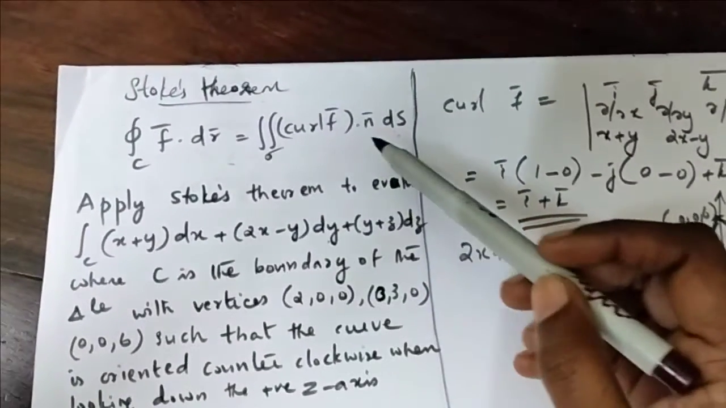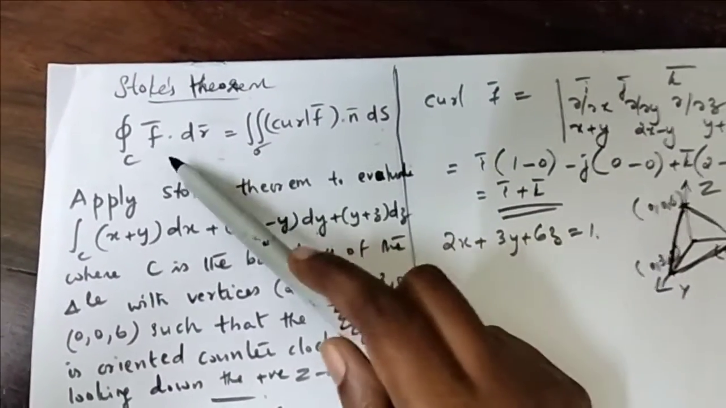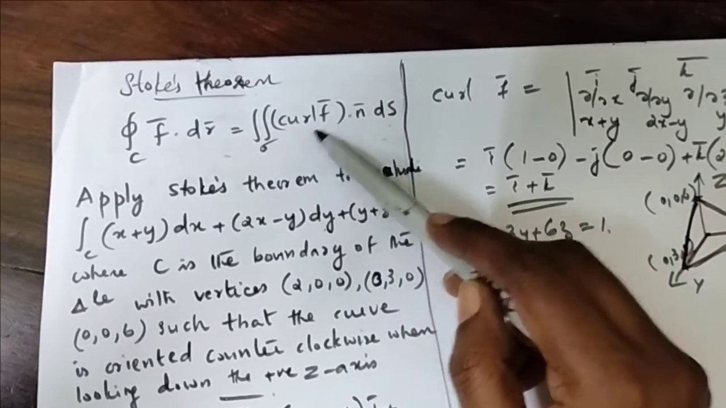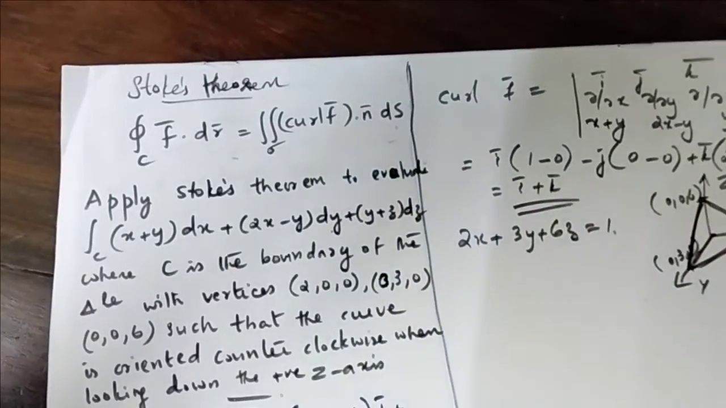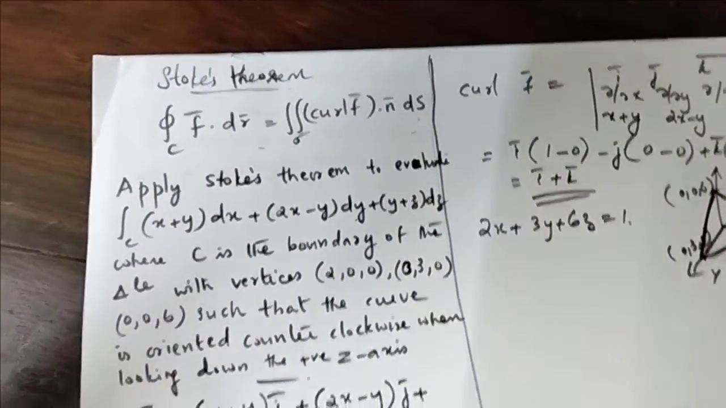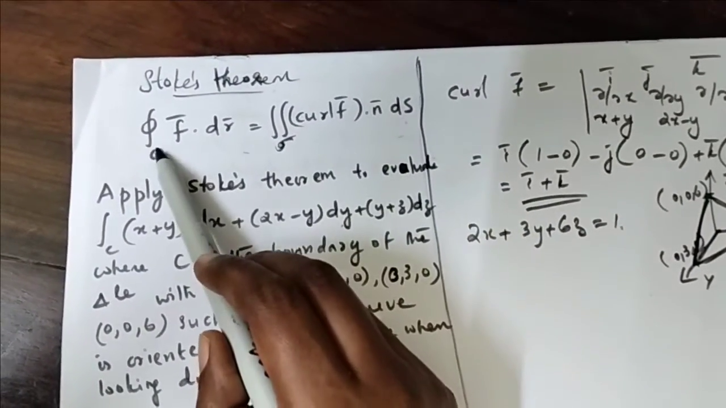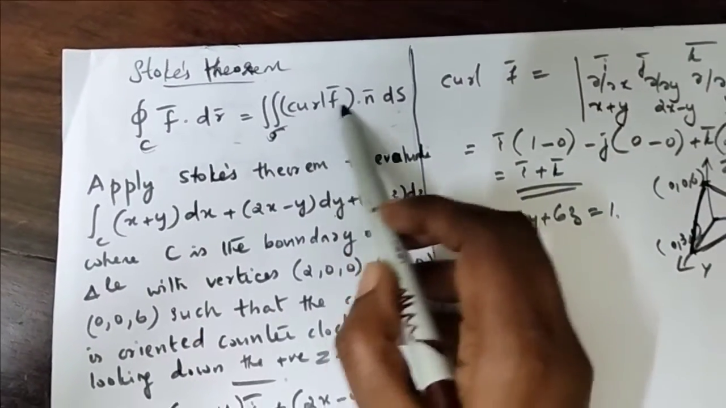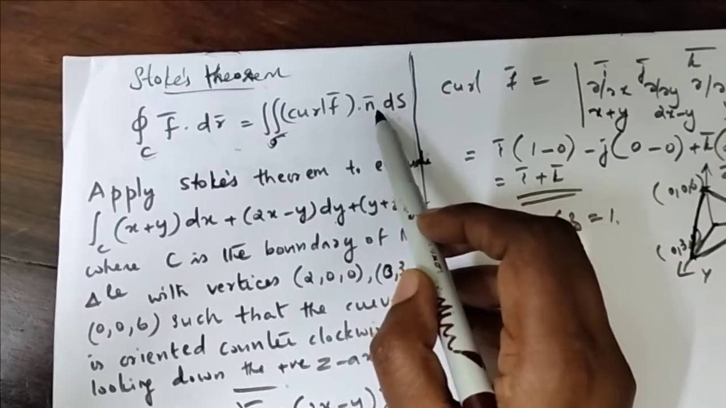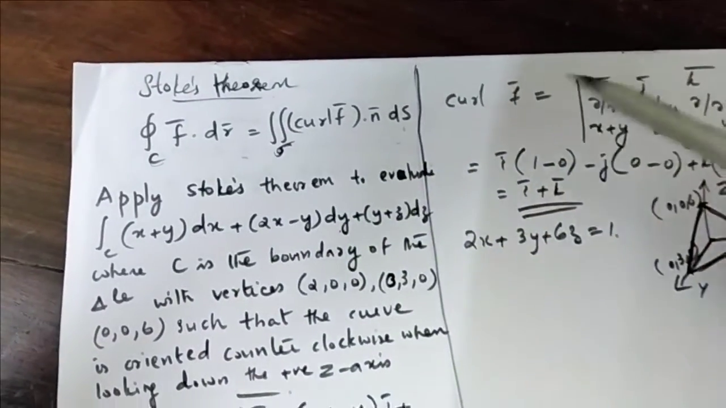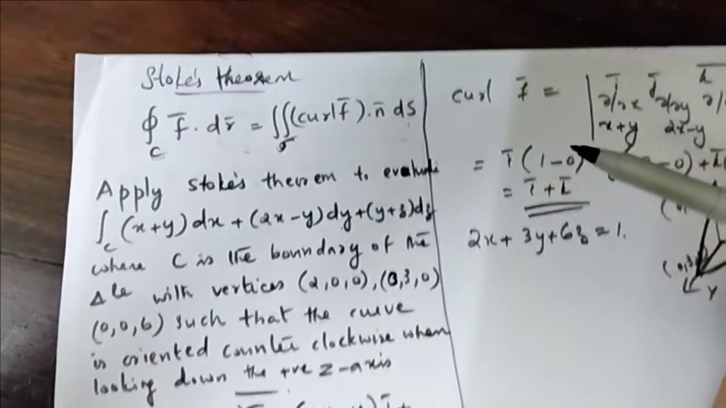So next is Stokes theorem. According to Stokes theorem, the integral over C of F dot dr is equal to the double integral over sigma of curl F dot n dS. So F is a vector function bounded by a surface sigma with the boundary C. N is the outward normal, dS is the surface element. So in Stokes theorem, a line integral is converted into a double integral.